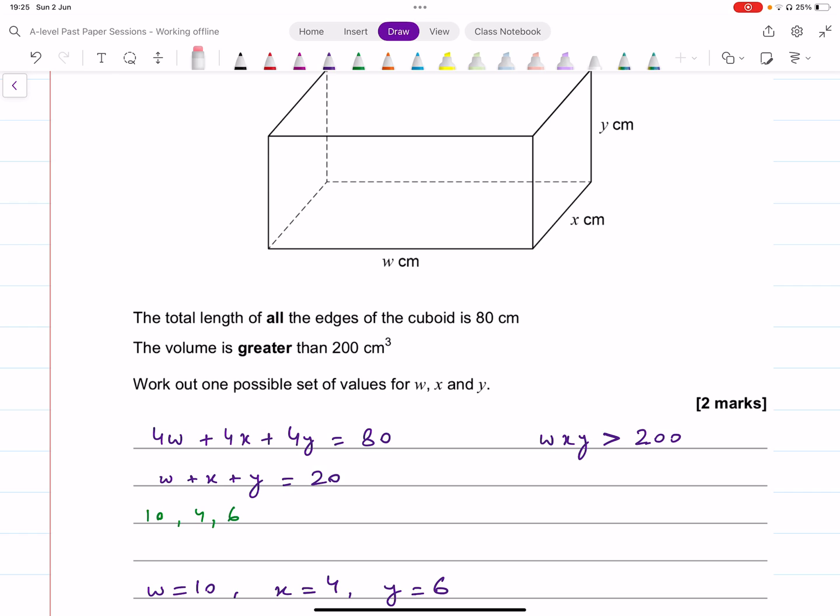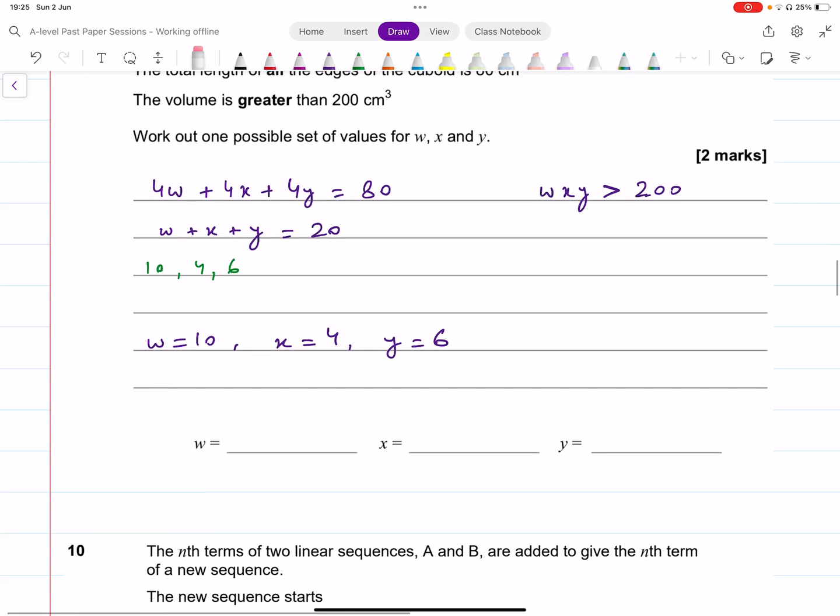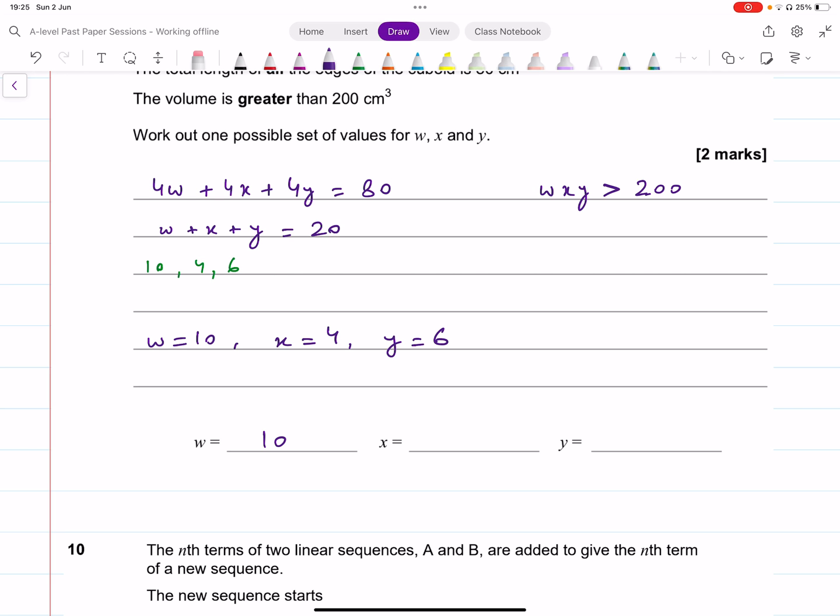All right, let's move on. Question number 10 from this paper. Let me actually write down these values here. W equals 10, X equals 4, and Y equals 6.